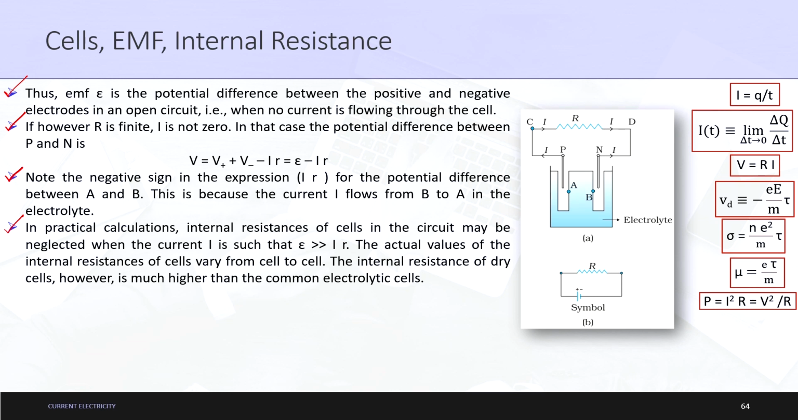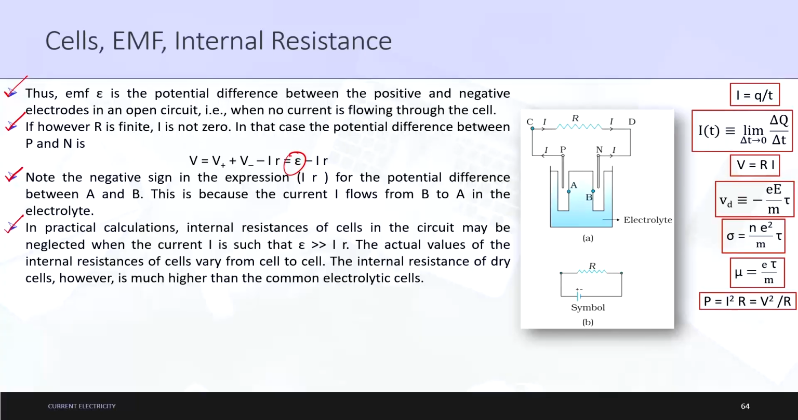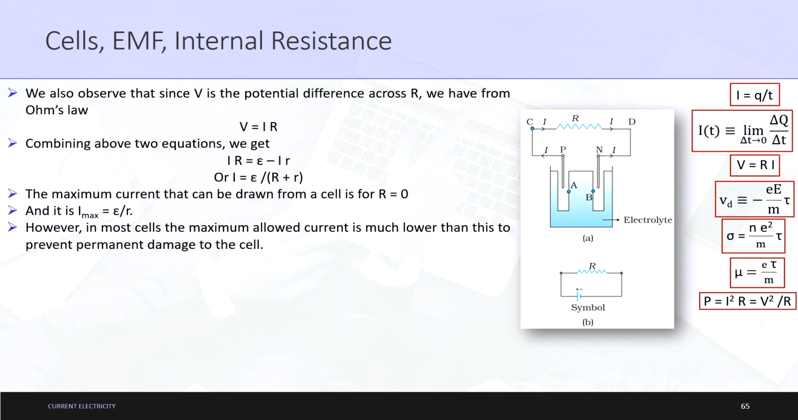And similarly, for practical calculations we can assume that internal resistance can be neglected only when the epsilon value is very much greater than Ir. It is quite evident because if it is very high, then we can assume this is approximately equal to epsilon. So if we are assuming this, we are assuming that Ir is approximately equal to 0, and hence it can be neglected. Okay, so this is the end of this concept.